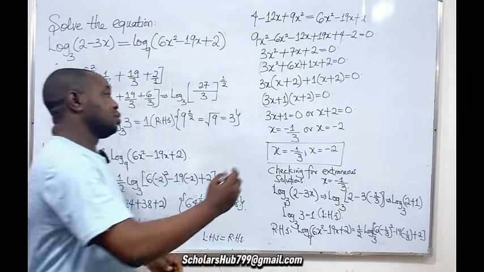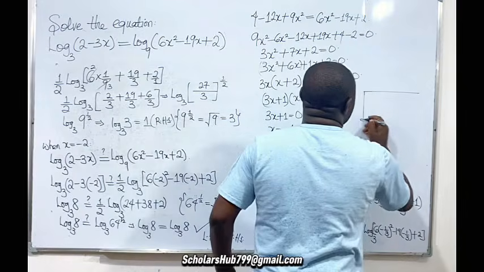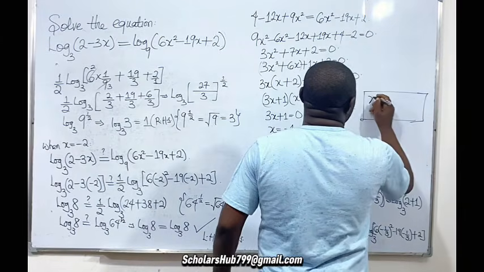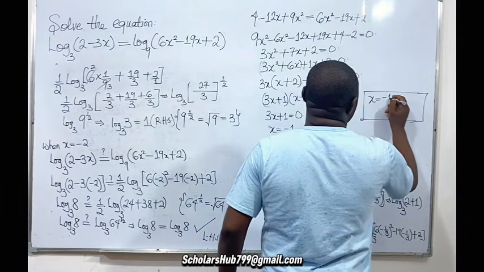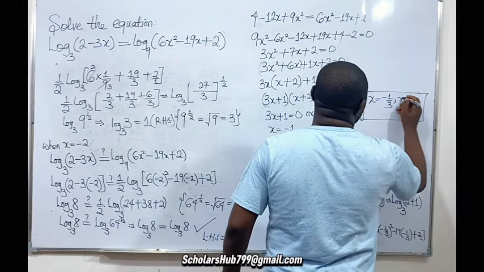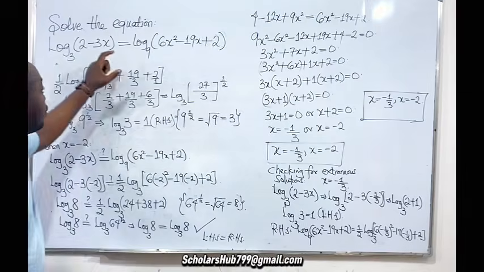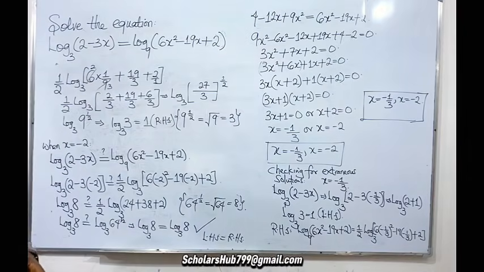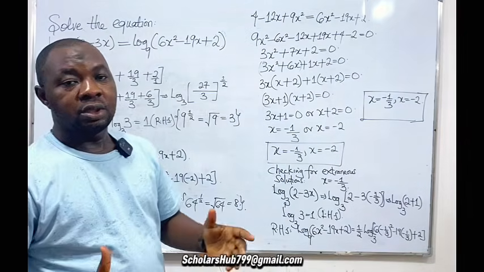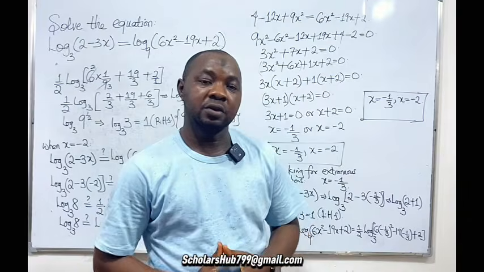So it means that we can say that x equals minus 1/3 and x equals minus 2 are the solutions to this problem. The noblest pleasure is the joy of understanding.